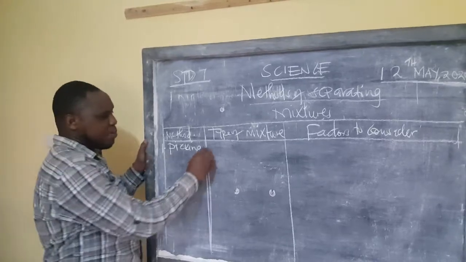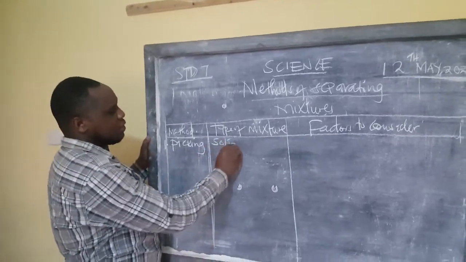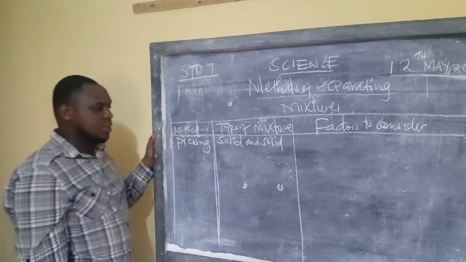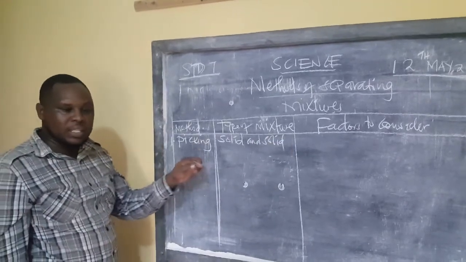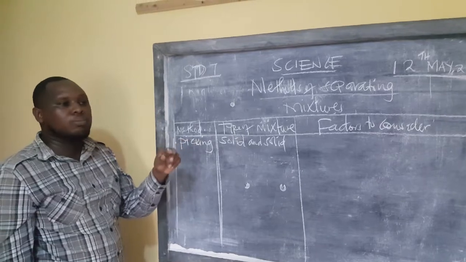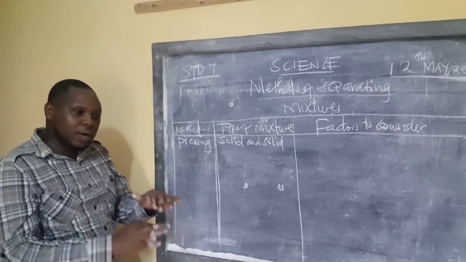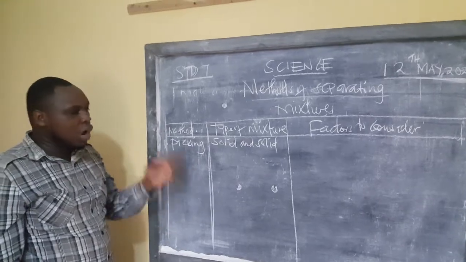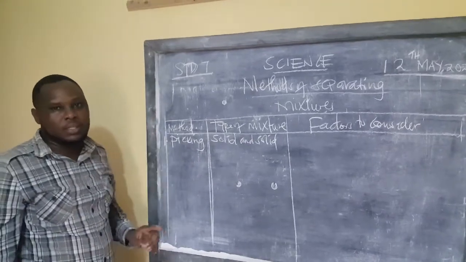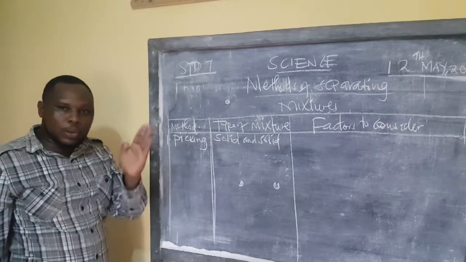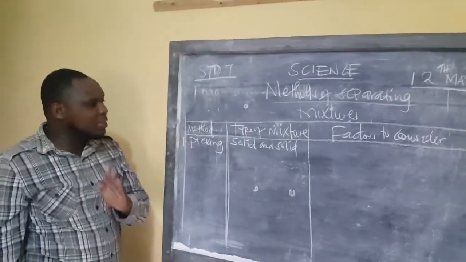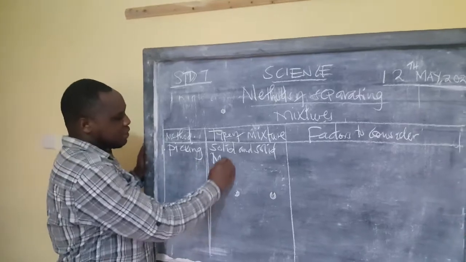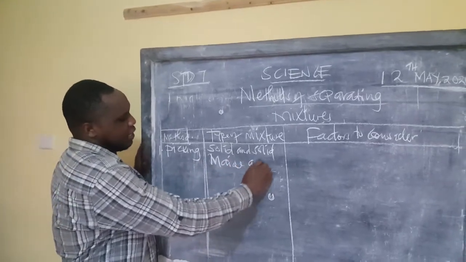The type of mixture will be a solid and solid mixture. So the two materials, even if there are 3, whatever materials they are, all of them must be solids. So it's a solid mixture. Let me give an example. A good example is maize and beans.